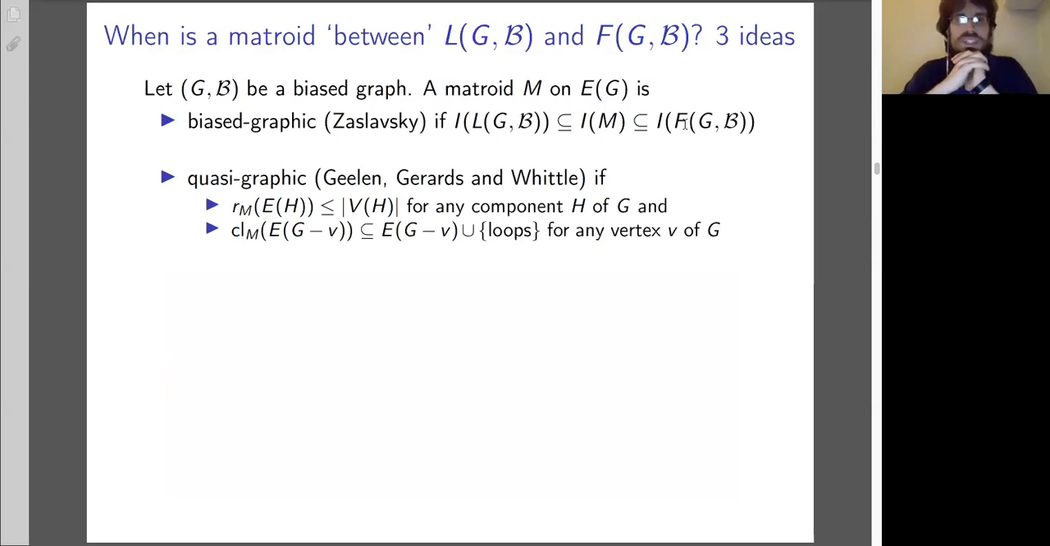Then we have the quasi-graphic matroids introduced by Geelen, Gerards, and Whittle. And they had a particular purpose in introducing these quasi-graphic matroids. They had noticed that the classes of lifted graphic matroids and of frame matroids are in some sense badly behaved. So Geelen, together with Rong Chen, had shown, first of all, that neither of these classes can be characterized by finitely many excluded minors.